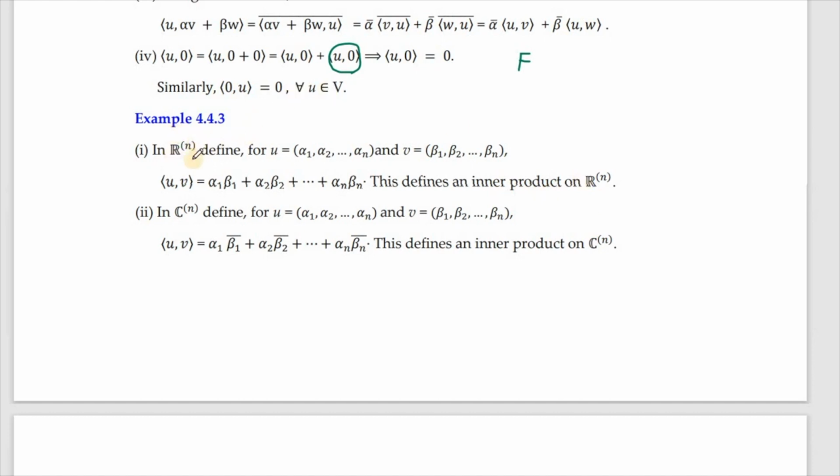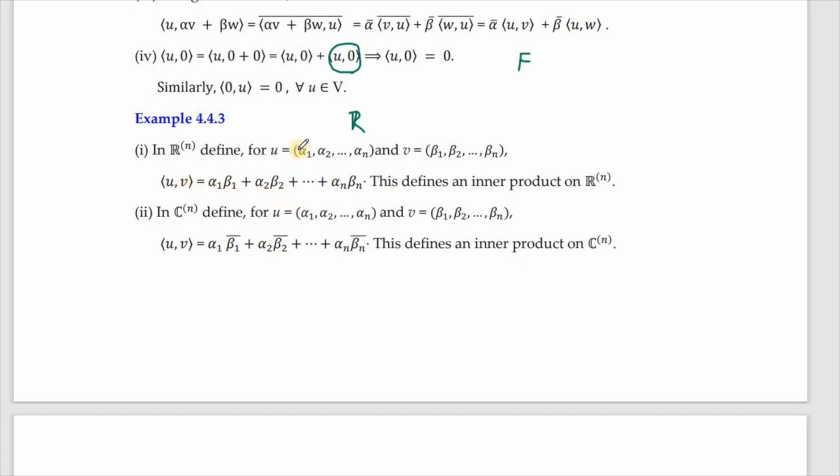We know pretty well that this is a vector space under coordinate-wise addition and scalar multiplication over R. Over R, this forms a vector space, known to us already, and the inner product in this case is defined in this way. So in particular, you can have it in R2, in R3. These are called standard inner products. In R2, R3, when you define the inner product in this way, they are called standard inner products defined on R2, R3 and so on.